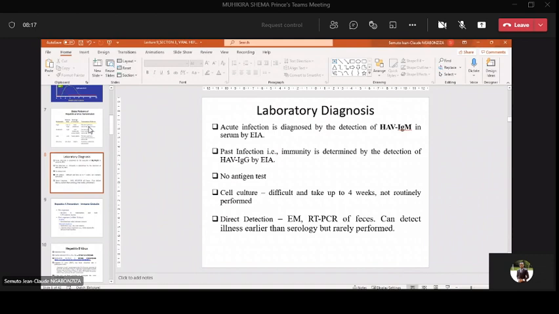Hepatitis A, IgM. So I want to show you something.